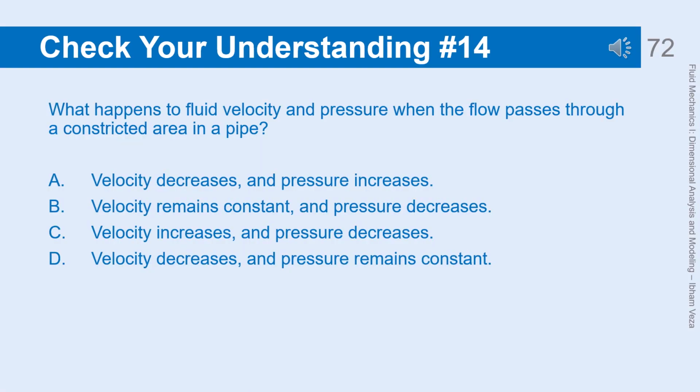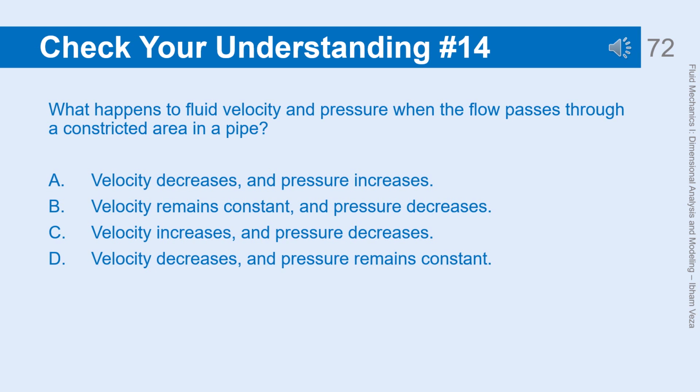Check your understanding, number 14. What happens to fluid velocity and pressure when the flow passes through a constricted area in a pipe? C. Velocity increases and pressure decreases.